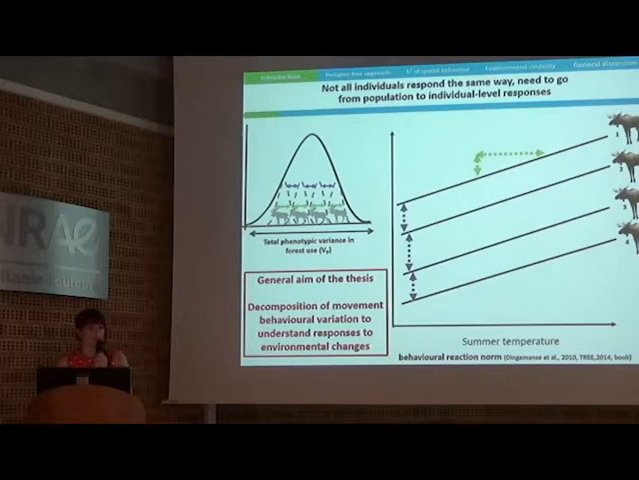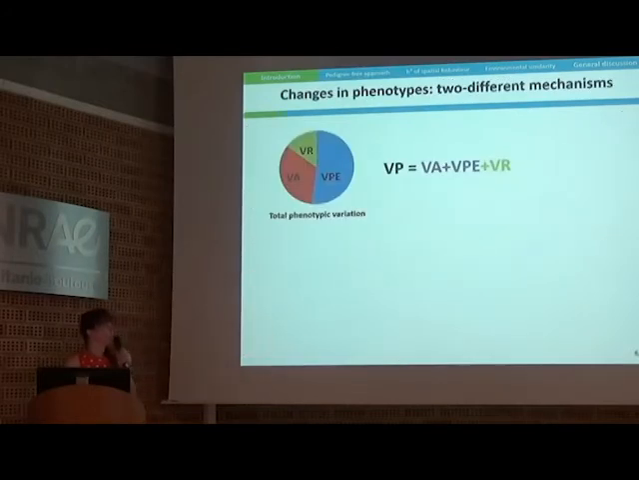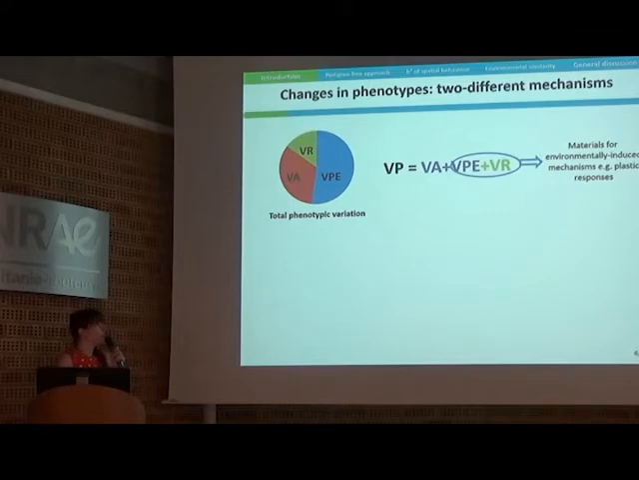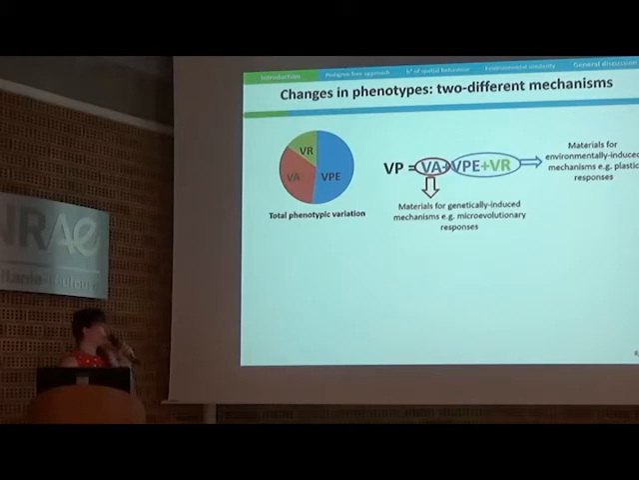So the general aim of my thesis was to decompose movement behavior variation, to understand how organisms can respond to environmental changes. And particularly, we focus on whether that could be changes in the phenotype, in the movement phenotype. It is said in general that there are two main mechanisms to change phenotypes. The first may be environmentally induced mechanisms, which is the case, for example, when there is a plastic response. A plastic response is when one genotype is going to produce several phenotypes under different environmental conditions. But there might also be genetically induced mechanisms, which is the case of microevolutionary responses, when there is genetic variation transmitted to the next generation, and that provides some fitness benefits.